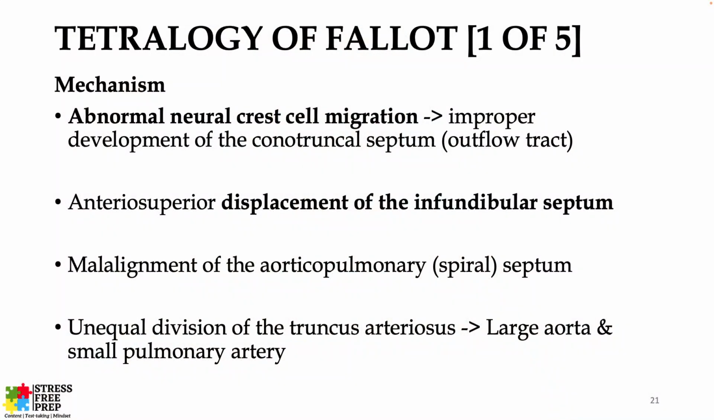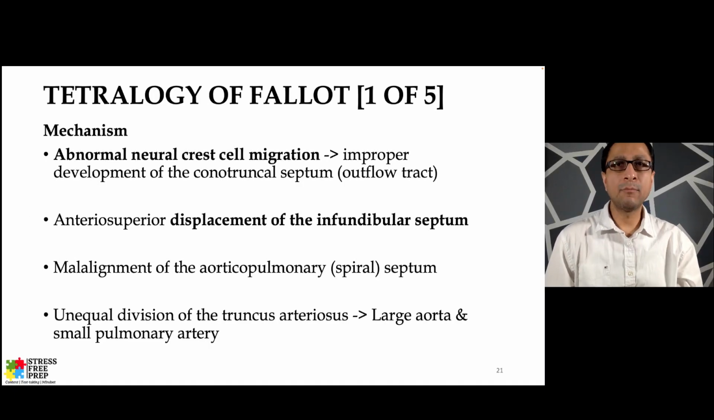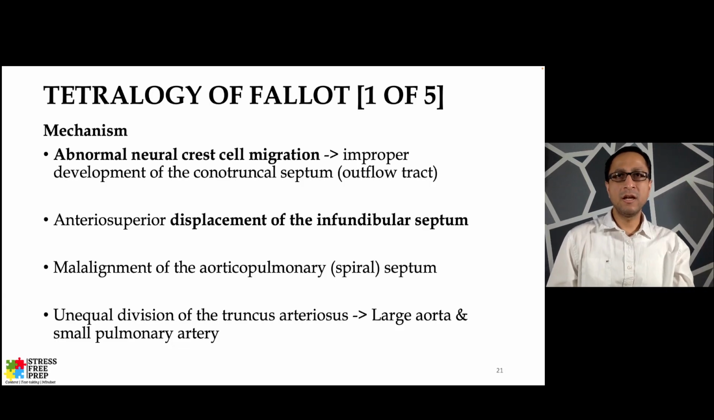Okay, the next defect is Tetralogy of Fallot, TOF. First we'll start off with the mechanism. It starts off with abnormal neural crest cell migration. Because of this, we have an improper development of the conotruncal septum.